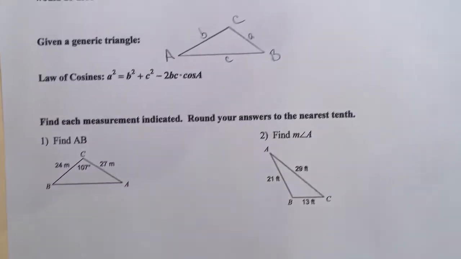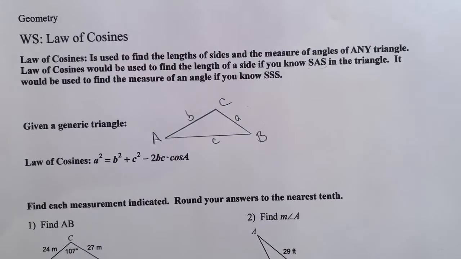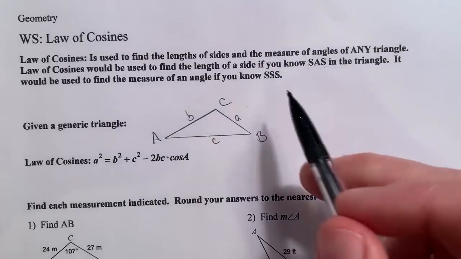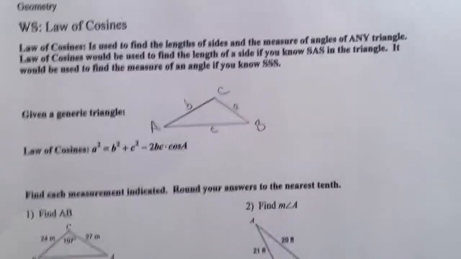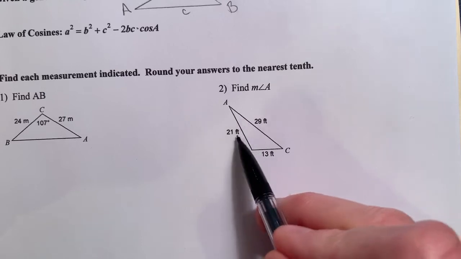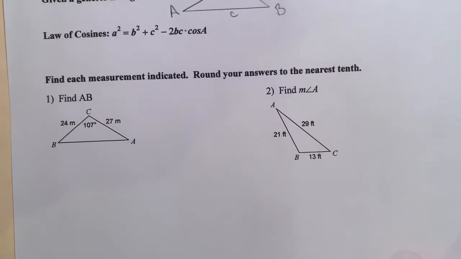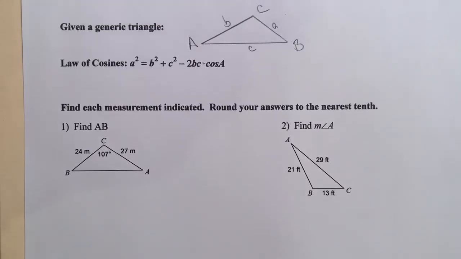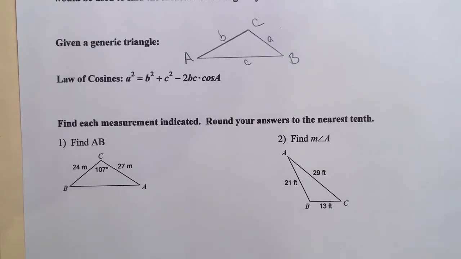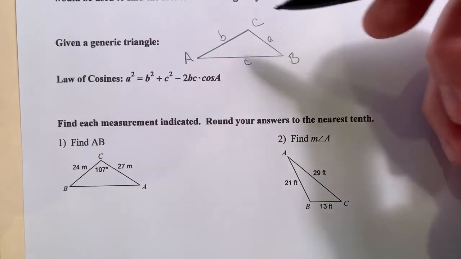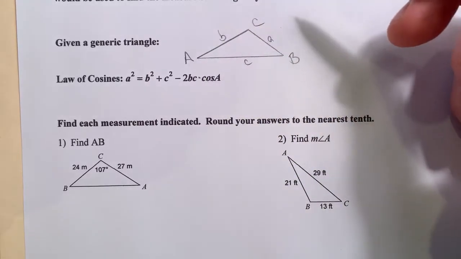If I wanted to find the measure of an angle, and I needed to use the law of cosines, it would be if I had the length of all three of the sides. So that's what I have here. All right. So again, let's go ahead and do these two examples once we talk about what the law of cosines is. So we have this regular triangle.